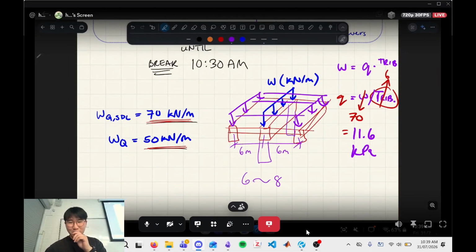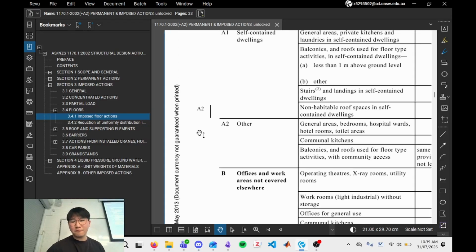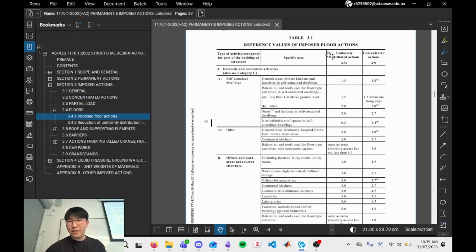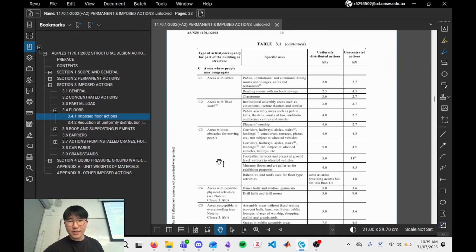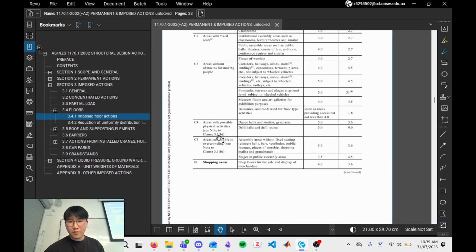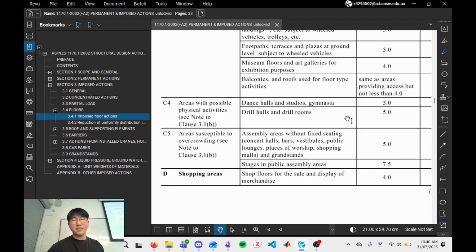Okay, so here I've got the standards. This is the Australian standards for live loading. If you focus here, it says uniformly distributed actions. So this is a kPa load, and it gives you all these different loading cases for various purposes of a building. If I scroll down to areas with possible physical activity, say a dance hall, this would maybe be a number you'd use if you're designing a nightclub on a suspended slab. It's 5 kPa for live load.